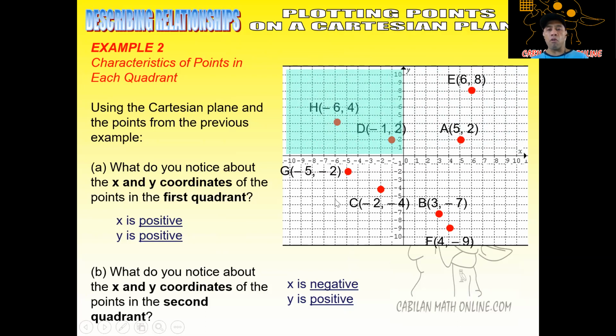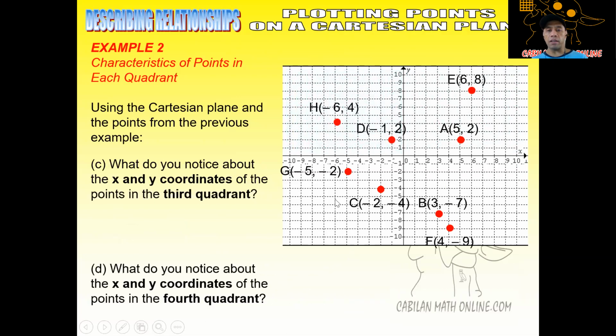Now for quadrant number 3, we have (-5, -2) and (-2, -4). What I want you to see is that for all points in the third quadrant, both the x and the y will be negative. So that's for all points in the third quadrant.